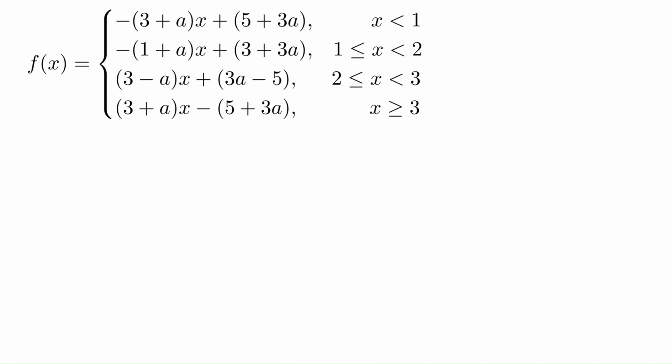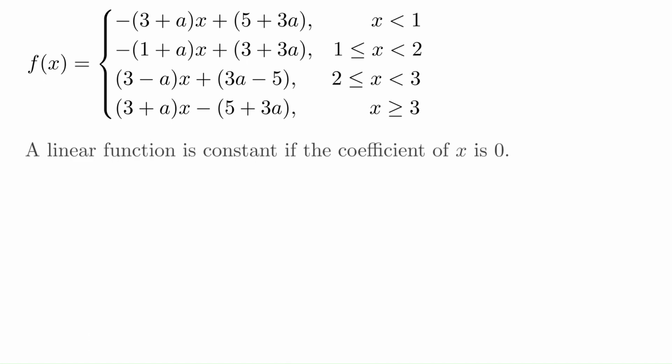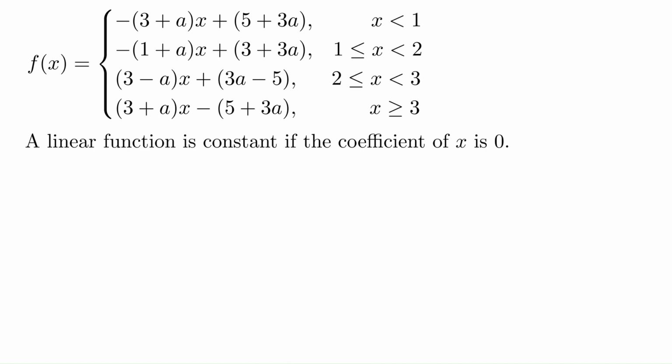How come a linear function is constant? Here's the key. A linear function is constant if the coefficient of x is 0. For example, for the first piece, the coefficient is negative 3 plus a. If this is 0, then the first piece is constant. In this case, we require a to be negative 3.